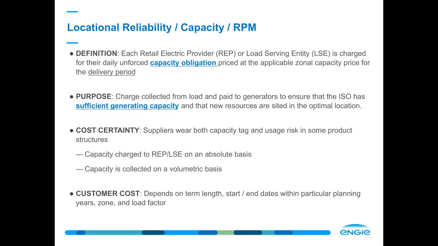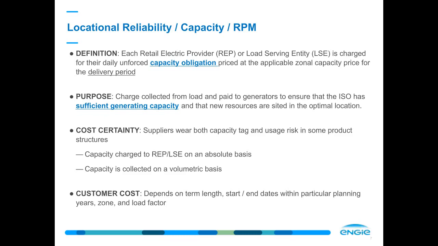So let's talk about the capacity market and the RPM market. By definition, each load-serving entity is charged for a daily unforced capacity obligation. It's priced at the applicable zonal capacity price for the delivery period that we're going to be selling to a customer. The purpose of that charge is it's collected from load, so from customers, and it's paid to generators to ensure that the ISO has sufficient generating capacity at any given point in time, and that new resources are optimally sited within the ISO's footprint.